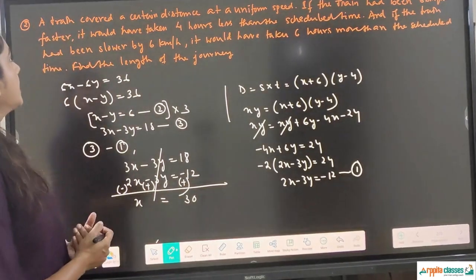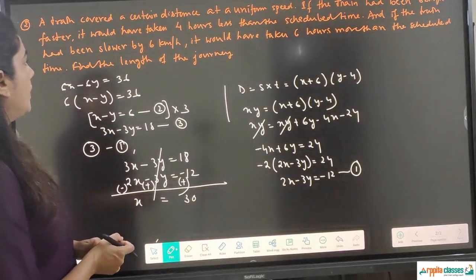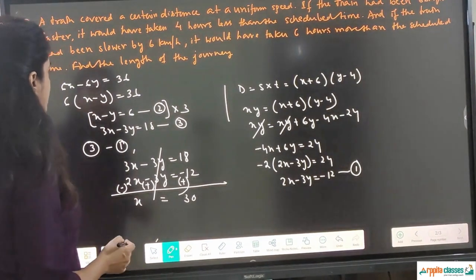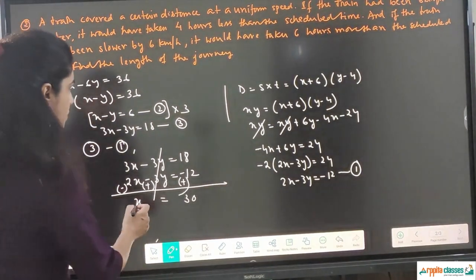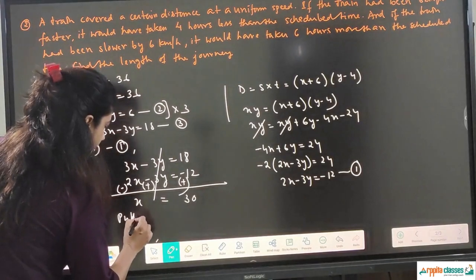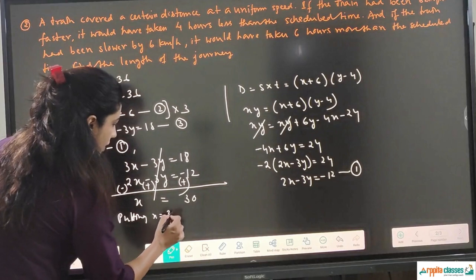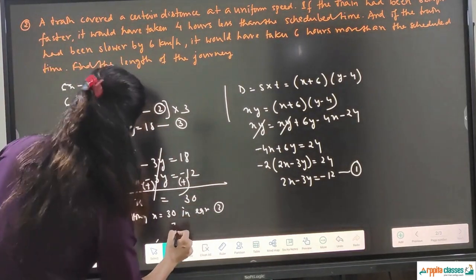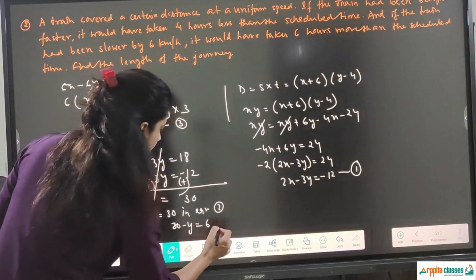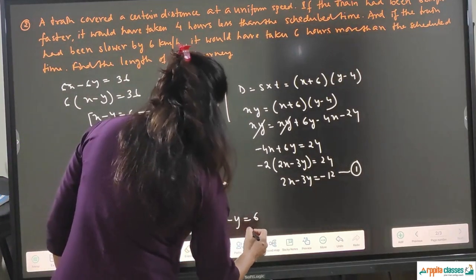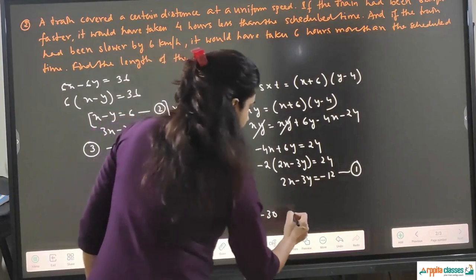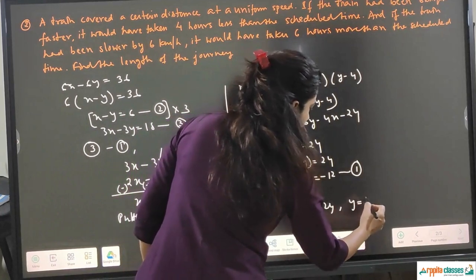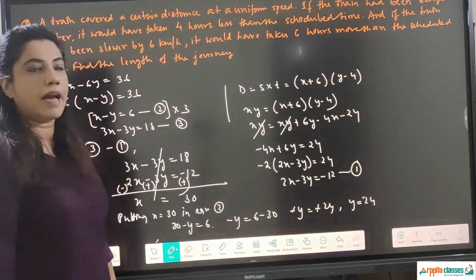So x is what did we take x as? x is the speed of the train. Okay, so x is 30. Now we'll just put the x value in x minus y is equal to 6. Putting x is equal to 30 in equation 2, it is 30 minus y is equal to 6, minus y is equal to 6 minus 30. That is minus y is equal to minus 24, or y is equal to 24. So we get the time as 24.